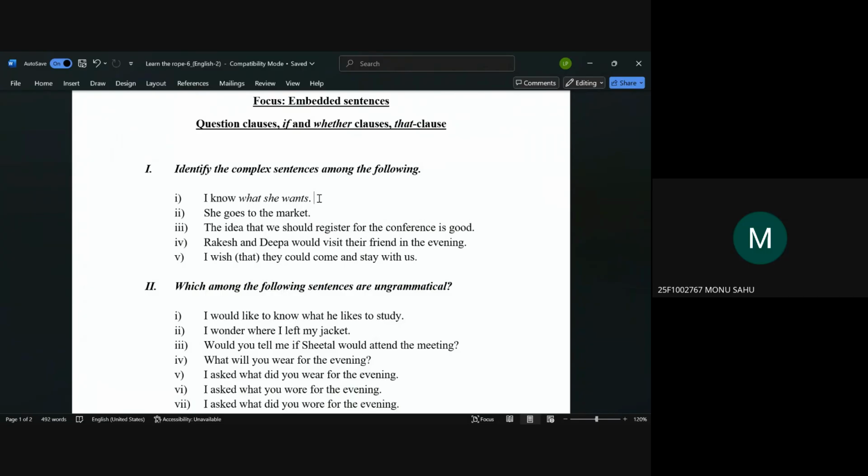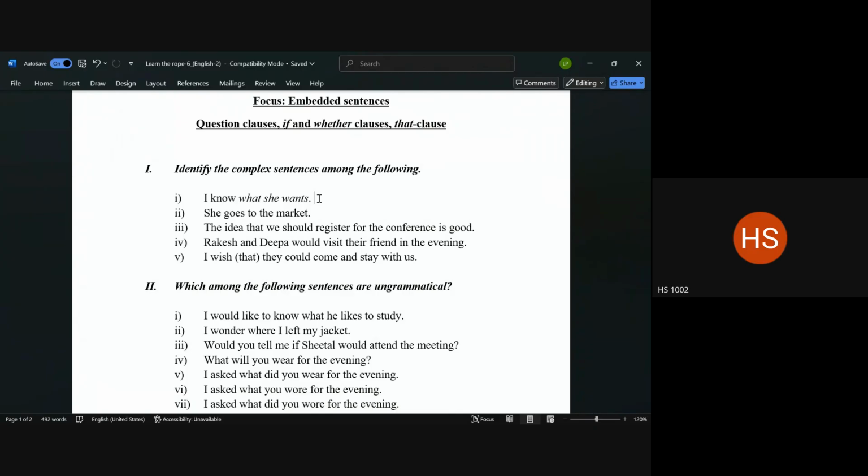So what is your idea that subordinate? The idea that is dependent, the idea that we should register for the conference. So is the whole of that your subordinate clause, or only a part of it is your subordinate clause? Part of it. So which part? That we should register for the conference, right? That is co-indexed with the idea, right? This part is your subordinate clause.